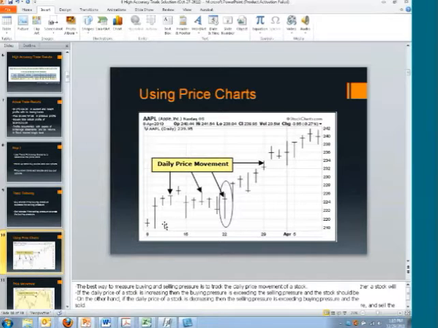This is for Apple. And these vertical lines represent daily price movement of Apple stock. And this is over a several week period. It looks like about a 5-week period. And by using price charts, you can see, just glancing at this, that in general, Apple's in a price uptrend because the price chart is showing a continual price uptrend for Apple stock over this particular time period.